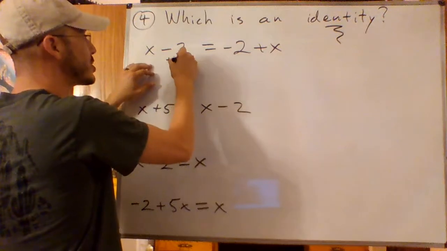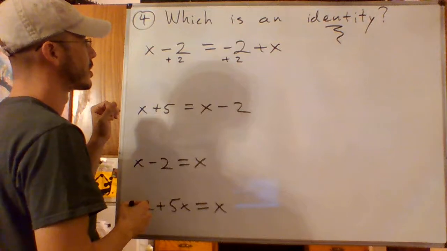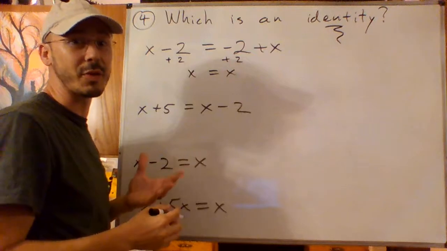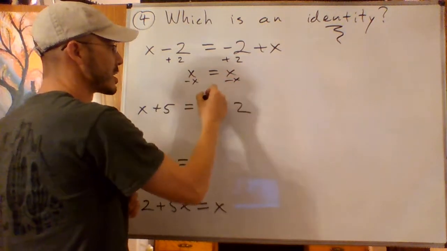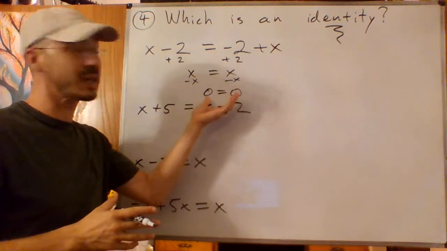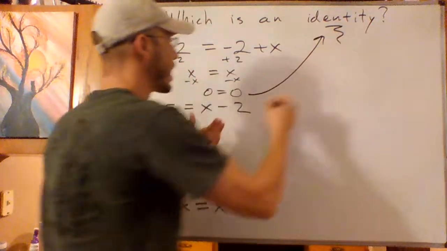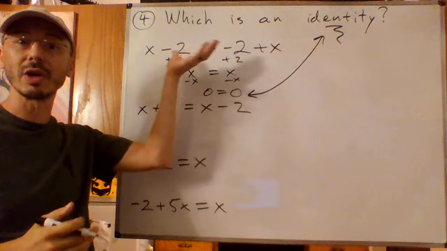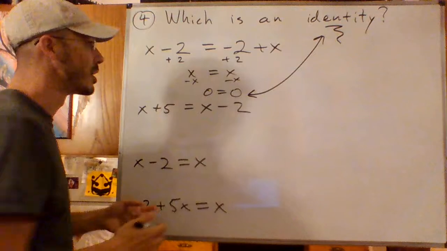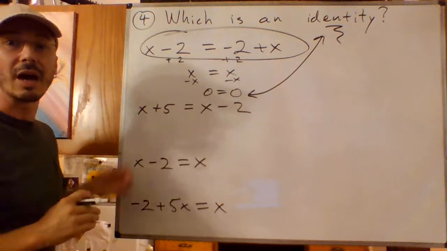With this one, I'm going to add 2 to both sides and get x equals x. I could even go further than that by subtracting x from both sides, and it tells me 0 equals 0. Something like this isn't very informative, but it's true, and that's actually exactly what it means to be an identity. The equation is equivalent to a trivially true statement. So this is the one. This equation is the identity.